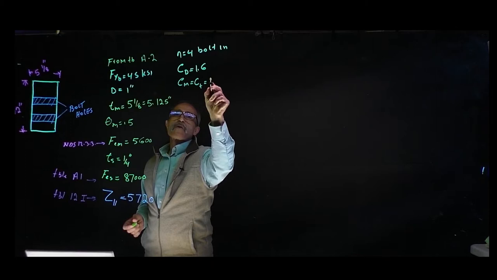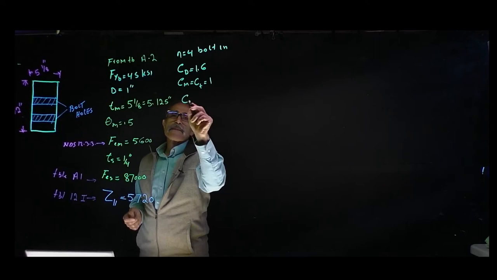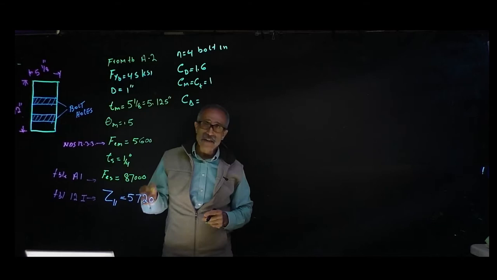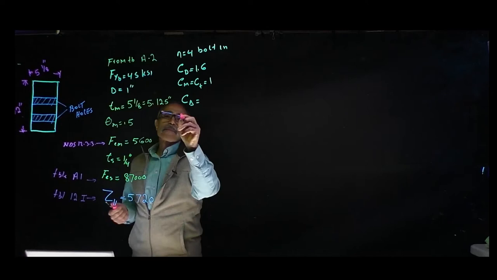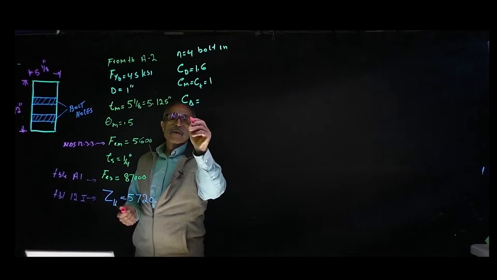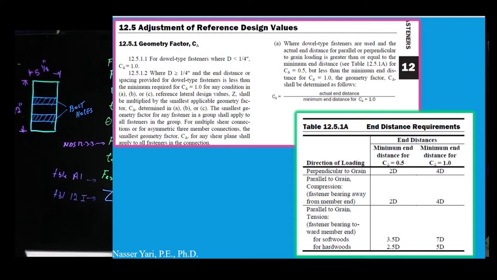One thing we have to find out is C delta, and what is that going to come out to? So look at the C delta. C delta is from NDS 12.5.1. The marker doesn't work, we just switched, no problem. In 12.5.1, we look at that table.